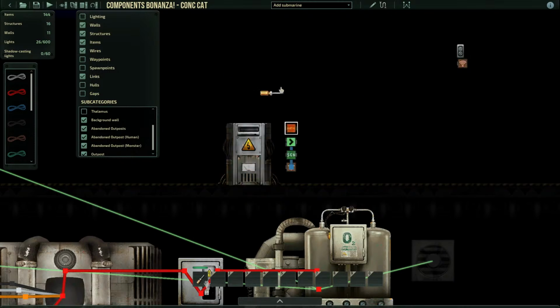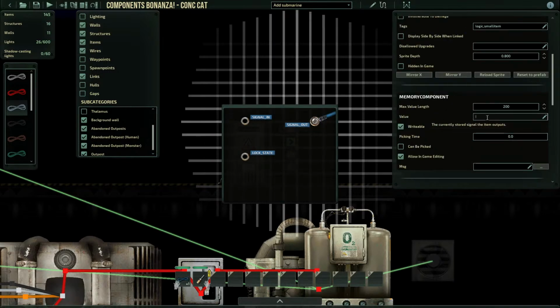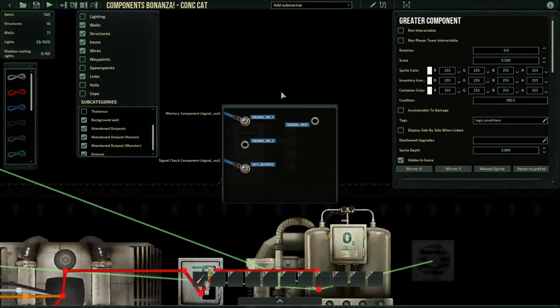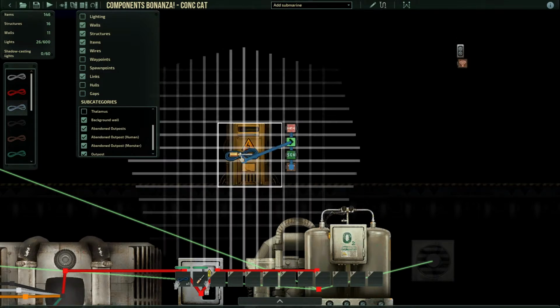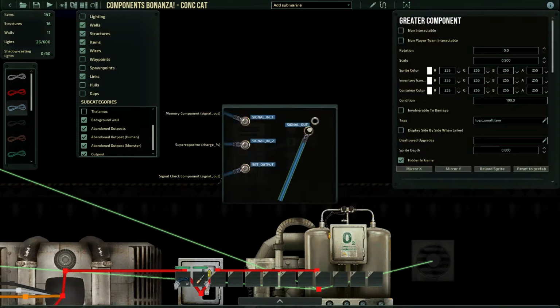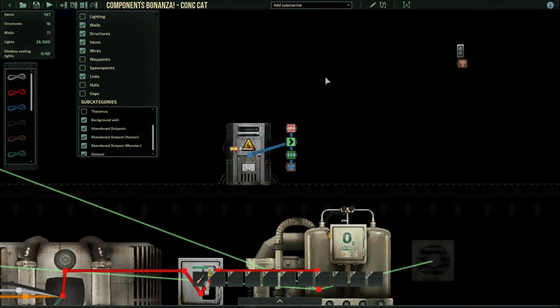Target signal is a 1. And then this signal out is going to be our recharging threshold. So we'll call this 90. Or 50. There we go, 50. And put that here, and then this one is going to be connected to the supercapacitor's charge percentage. And this one here is going to be set to the charge rate percentage.